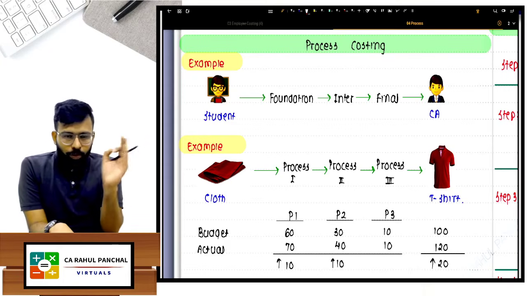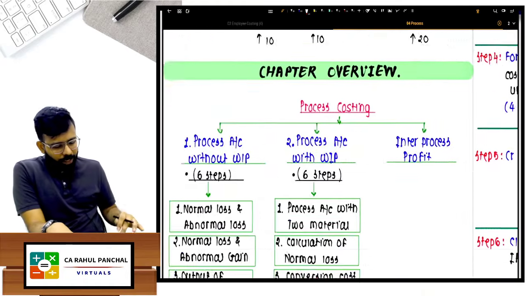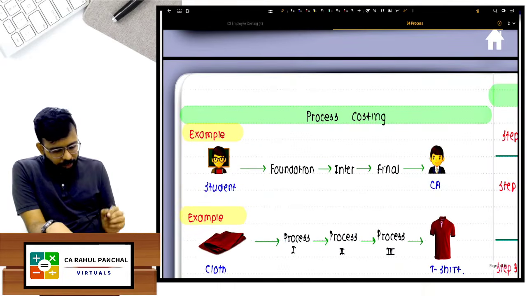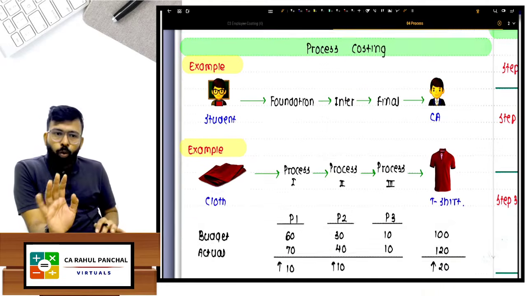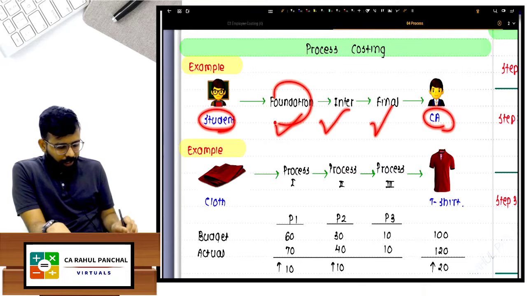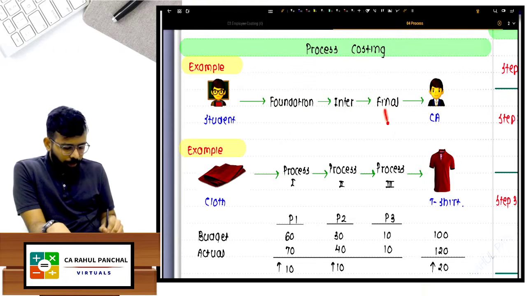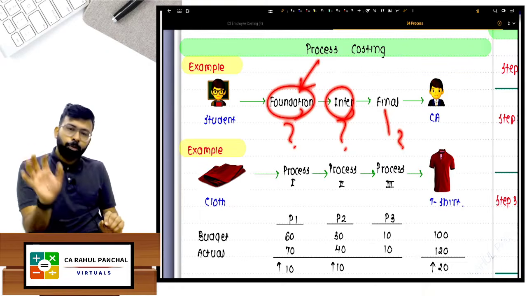Okay. Now, when I say process costing chapter, again we will try to wrap up in minimum time. Here you can see process costing. It means we have to calculate the cost calculation of the process. What is a process? If a student wants to become a CA, there are 3 processes, and calculation of each stage's cost. In Final what will be your cost, in Inter what will be your cost, in Foundation what will be your cost is process costing.